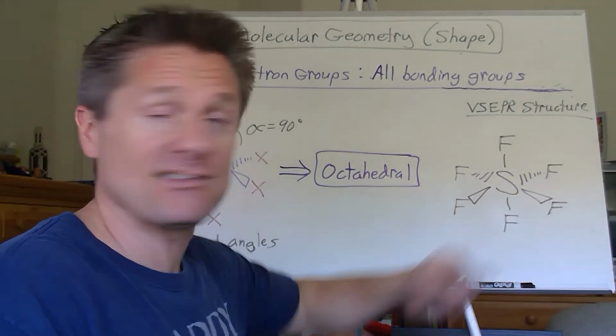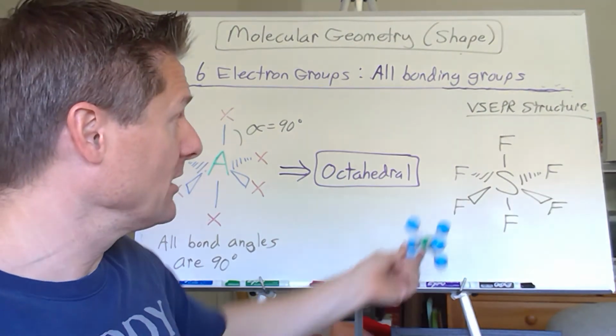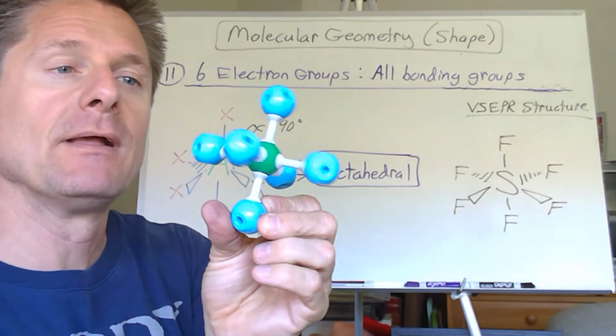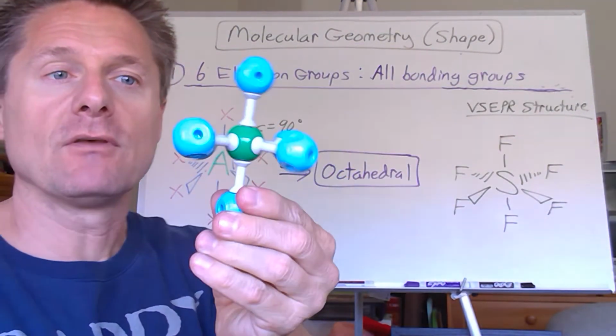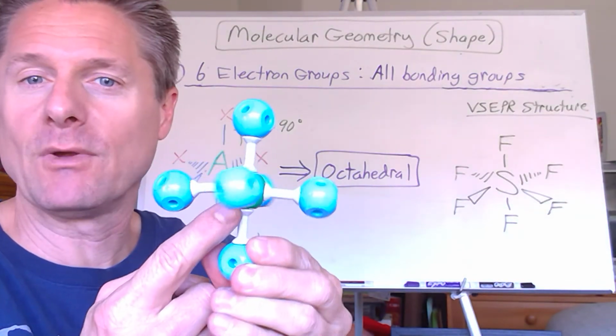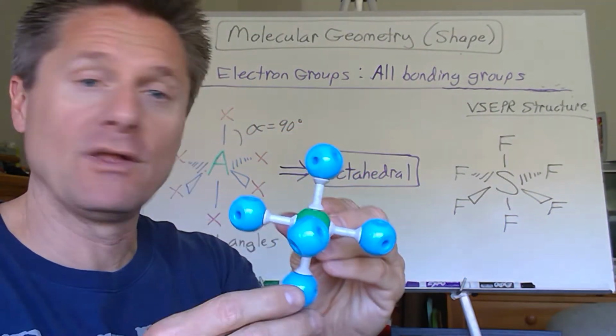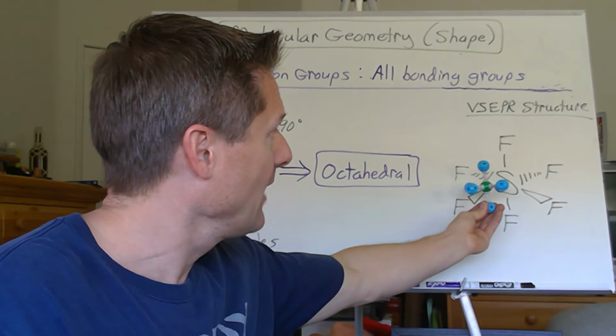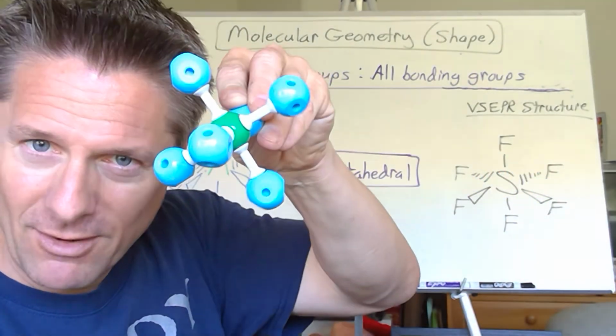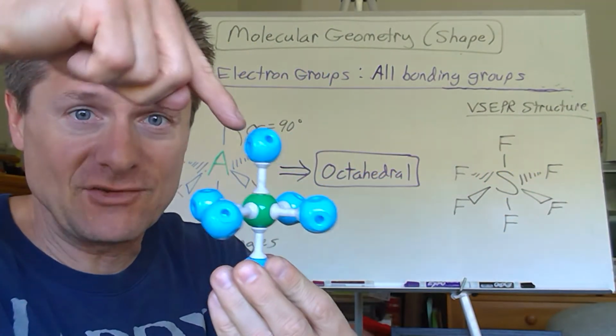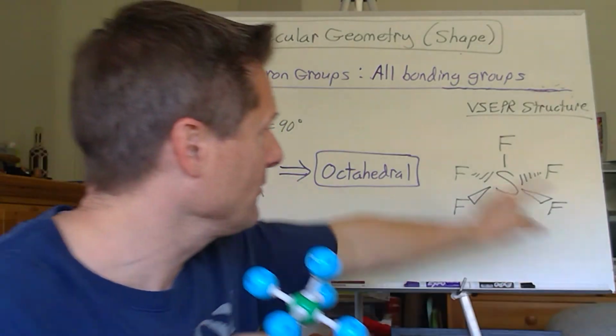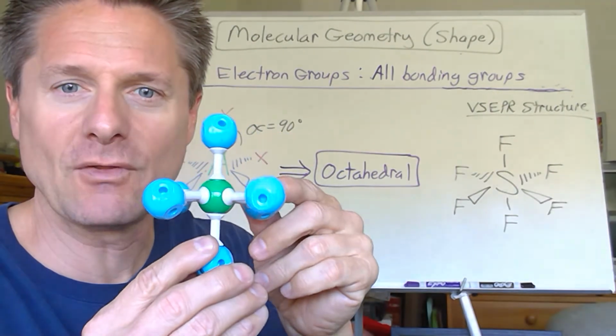So sulfur hexafluoride, right? Commonly used in atmospheric chemistry sometimes to track wind patterns. So there you go. Imagine the green one is sulfur and all of the blue ones are fluorines. You got that shape. So can you see the square in the middle? Kind of hard to draw that. So you got the one up, one down. Those are the lines.